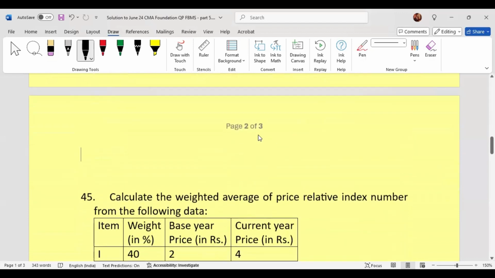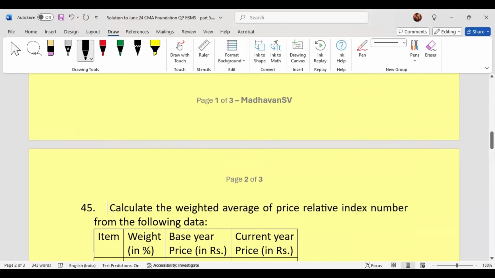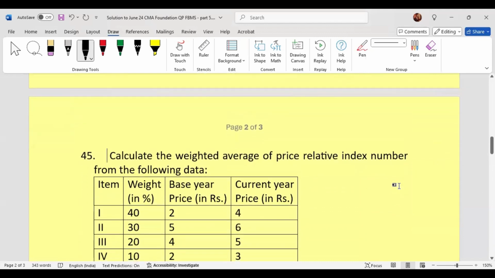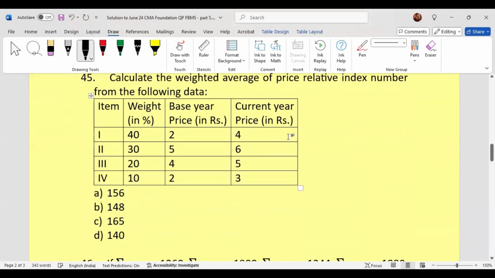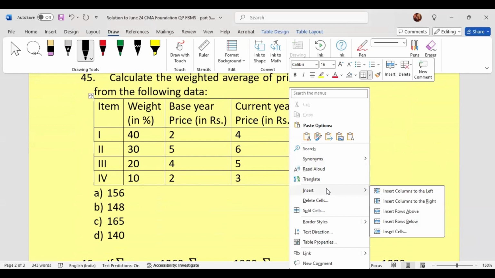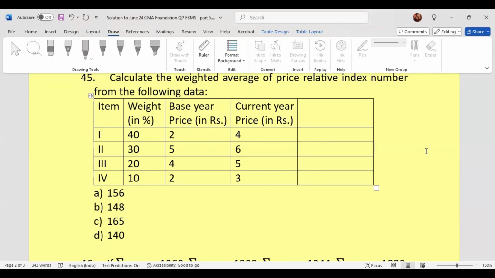Then let us go to the next one, 4th question. Calculate the weighted average of price relative index number from the following data. So we can calculate it here only. I will create some column to the right. Here, the price relative with weight.